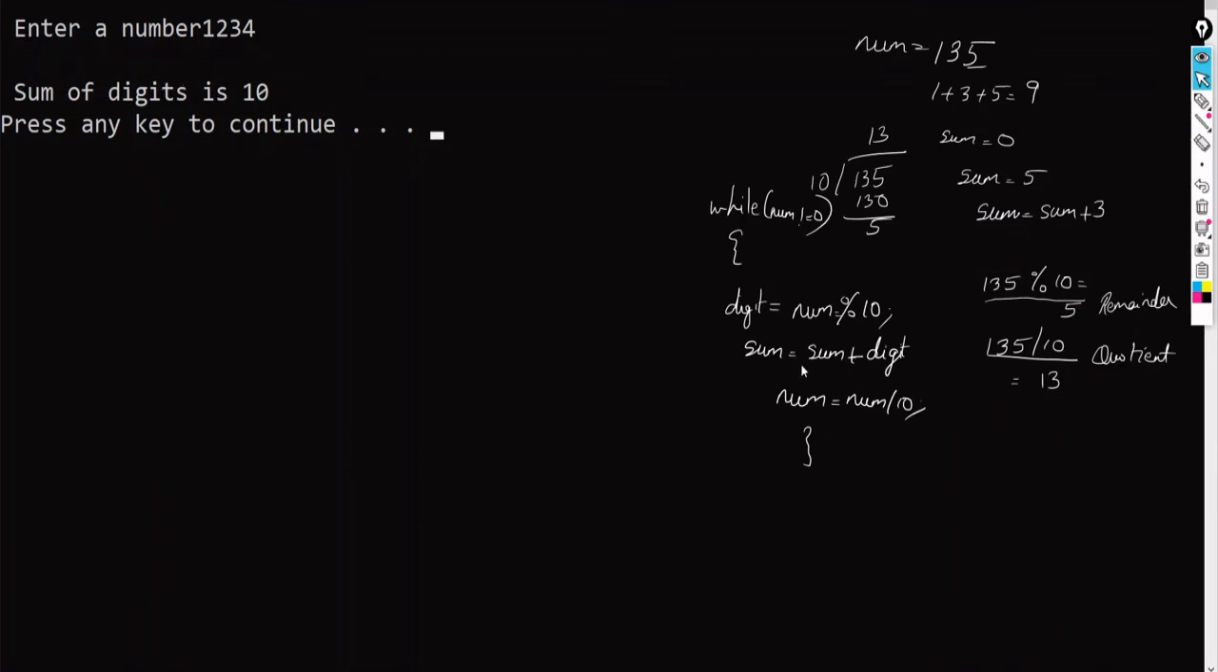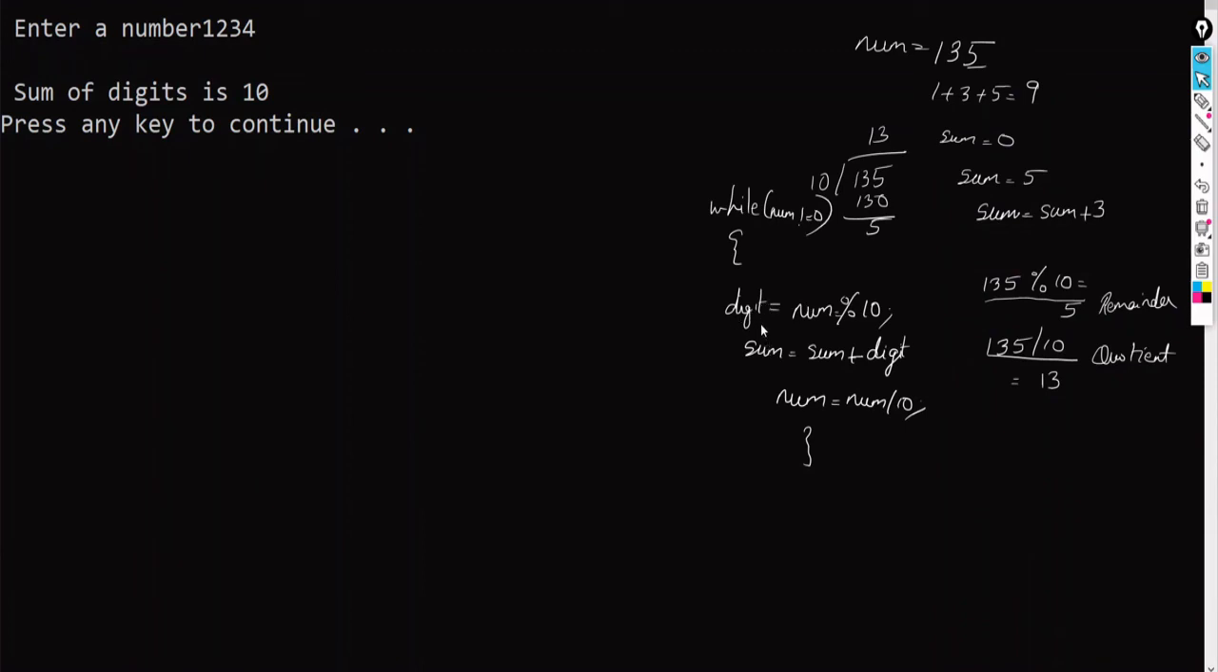Within the loop, what is being done? Digit is equal to num % 10. So num is the original number. Each and every time the loop is executed, what is happening? You are taking the remainder when that original number is divided by 10. At that time, what will happen? The least significant digit can be obtained in the variable called digit.